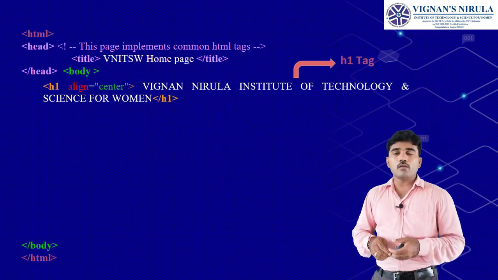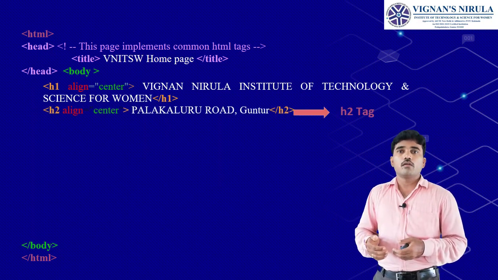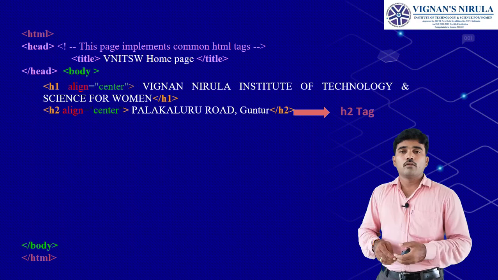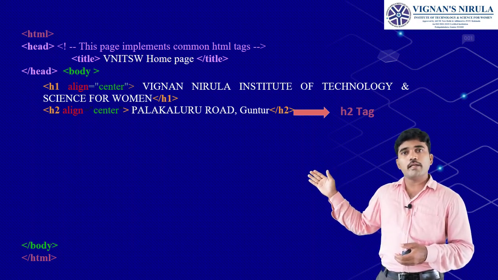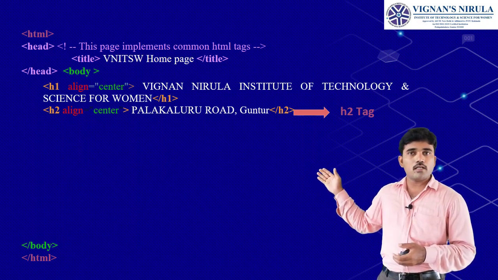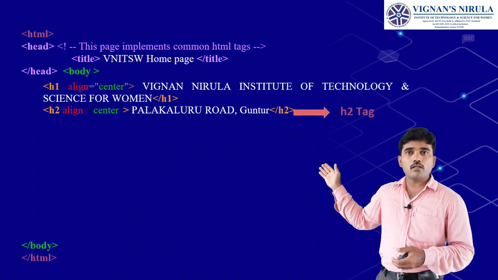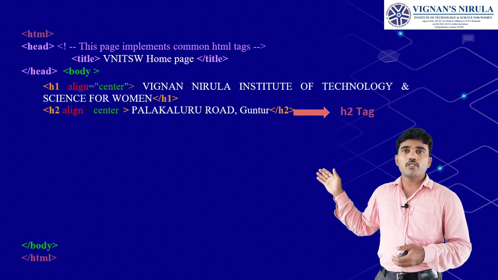After writing the H1, if you want to write the next heading, that is H2. So here I have used the H2. As usual it has the alignment center, followed by our college address, that is Palakluru Road, Guntur. As usual it also has the closing tag. And this is the H2 tag.